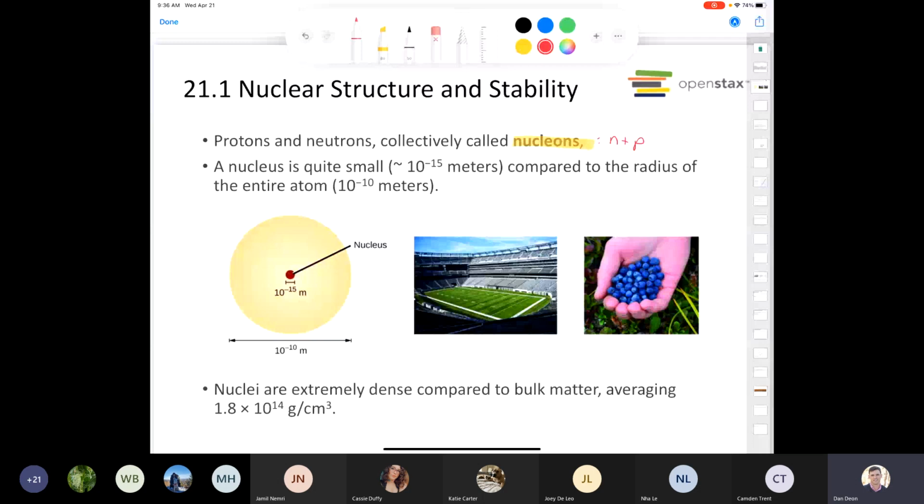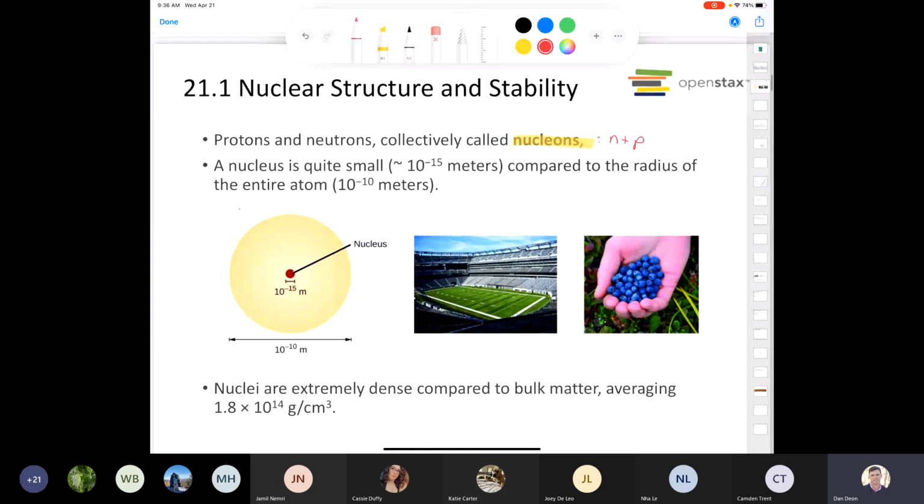The whole idea behind that picture in my class last semester was to explain to you that the size of a nucleus is very small compared to the overall size of an atom. Here you see the size is quantified. A nucleus is around 10 to the negative 15 meters, whereas the diameter of an atom is on the order of 10 to the power of negative 10 meters. So the nucleus is much smaller.